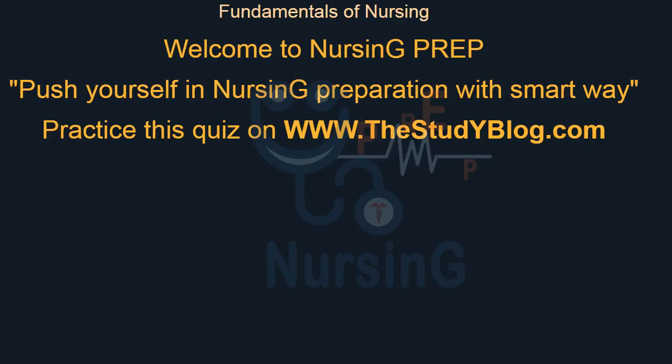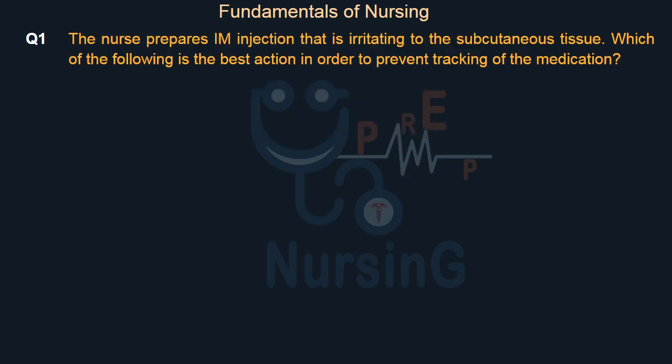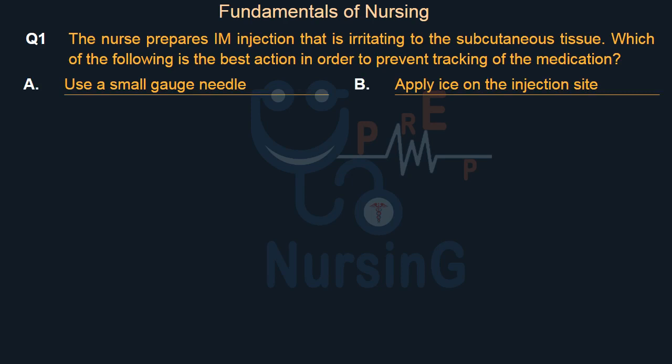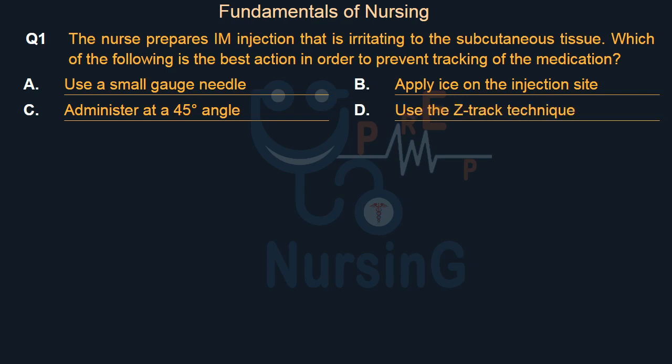www.thestudyblog.com. Fundamentals of nursing. The nurse prepares an injection that is irritating to the subcutaneous tissue. Which of the following is the best action in order to prevent tracking of the medication? Option A. Use a small gauge needle. Option B. Apply ice on the injection site. Option C. Administer at a 45 degrees angle. Option D. Use the Z-track technique. Right answer is Option D.